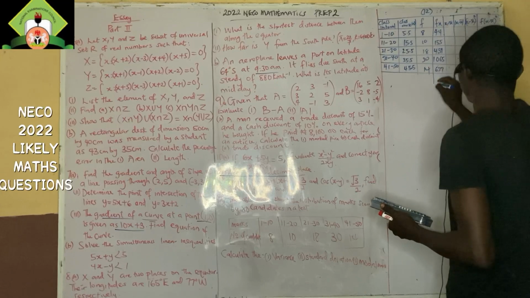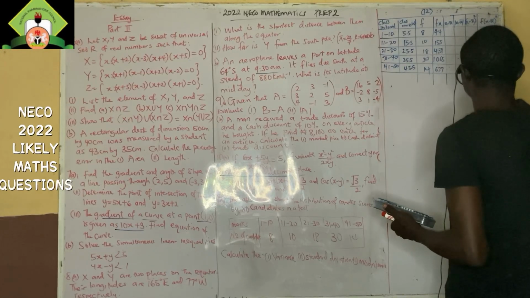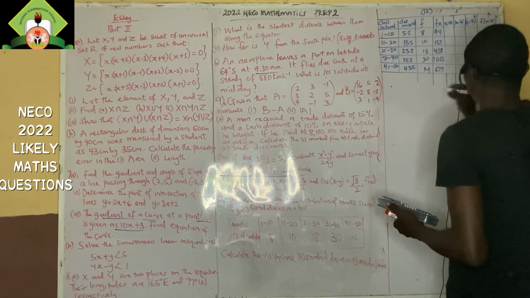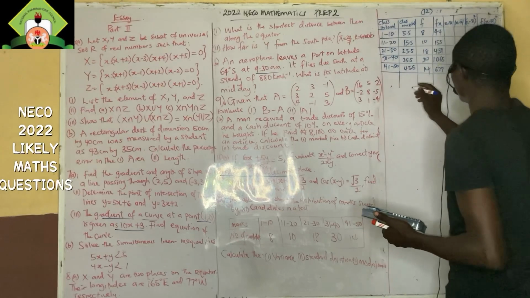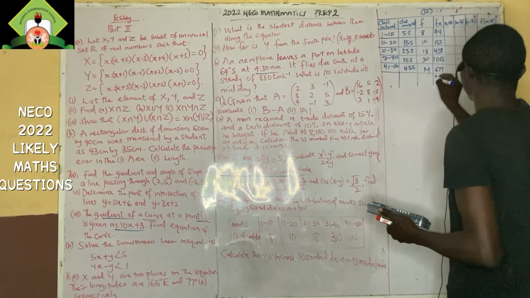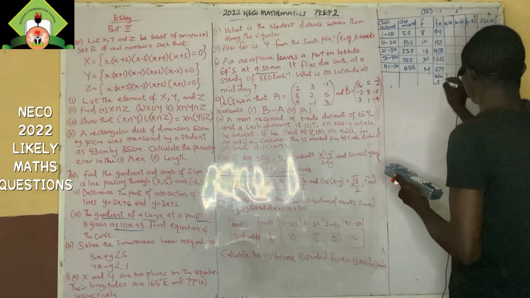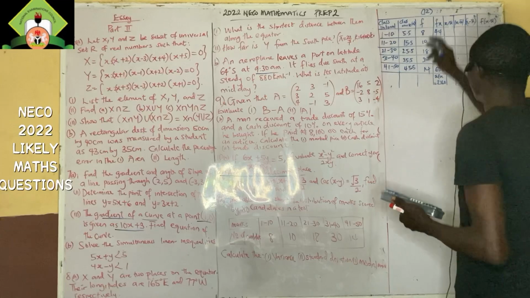Now you have to create another summation column here or row. So the summation will be what? Summation fx here is equal to 2360. What is summation f here?